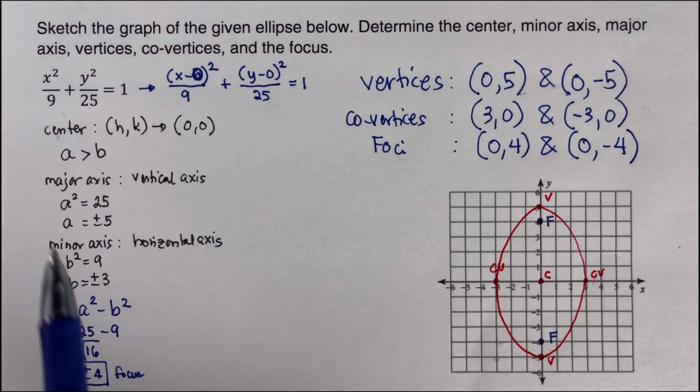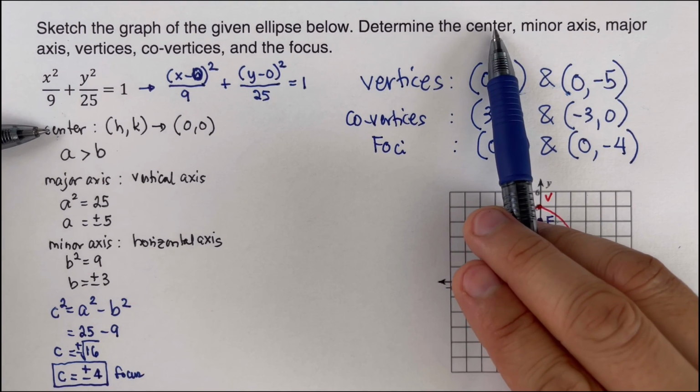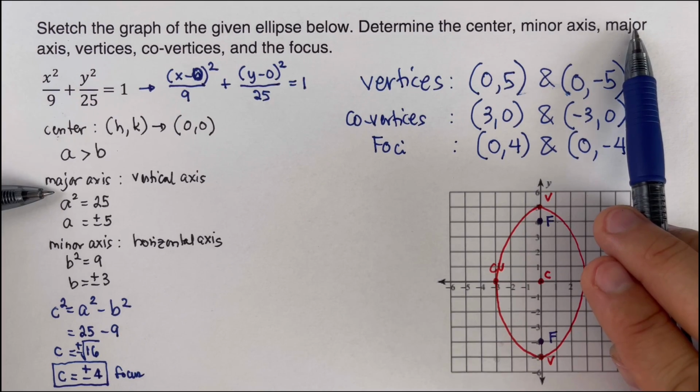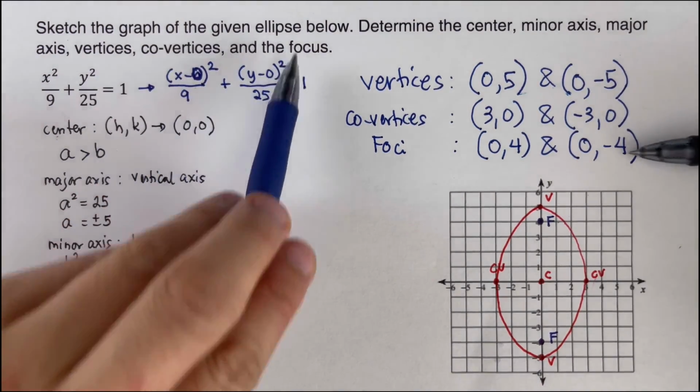So we have graphed the equation for this ellipse, and we have determined the center of the ellipse, the minor axis, the major axis, the vertices, the co-vertices, and the focus.